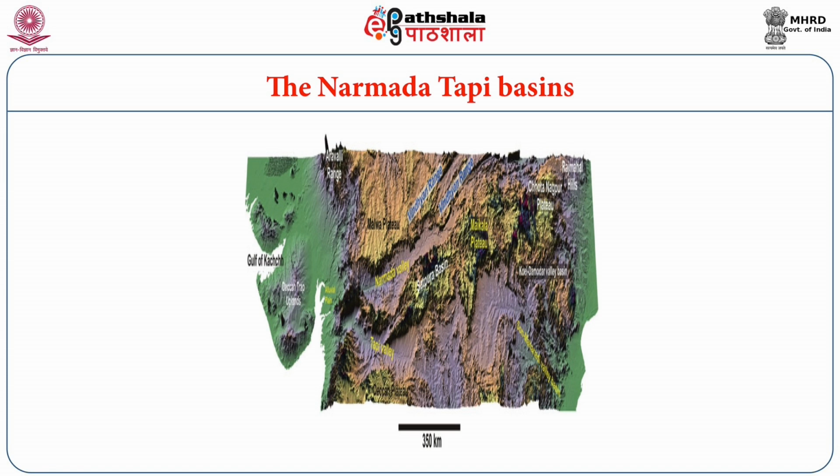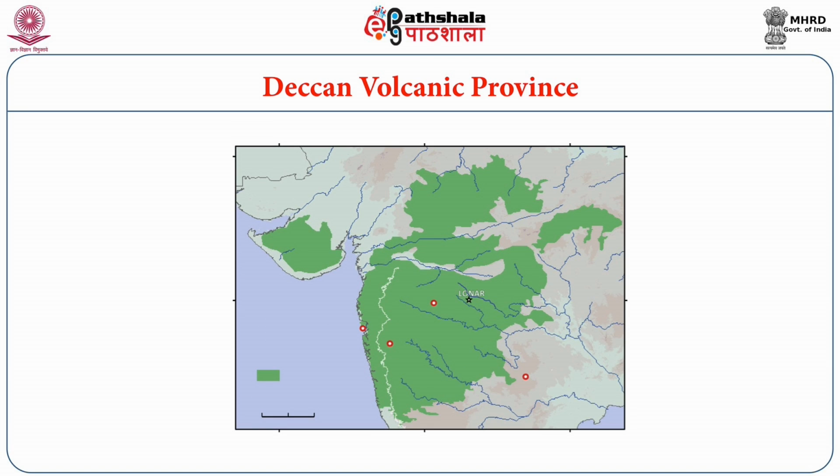Further south of the Satpura Basin, we enter into the peninsular river basins, beginning with the Narmada in the north and Kaveri in the south. So peninsular South India is drained by three major river basins such as Godavari, Krishna and Kaveri. This map gives us an idea of the extent of Deccan Volcanic Province.